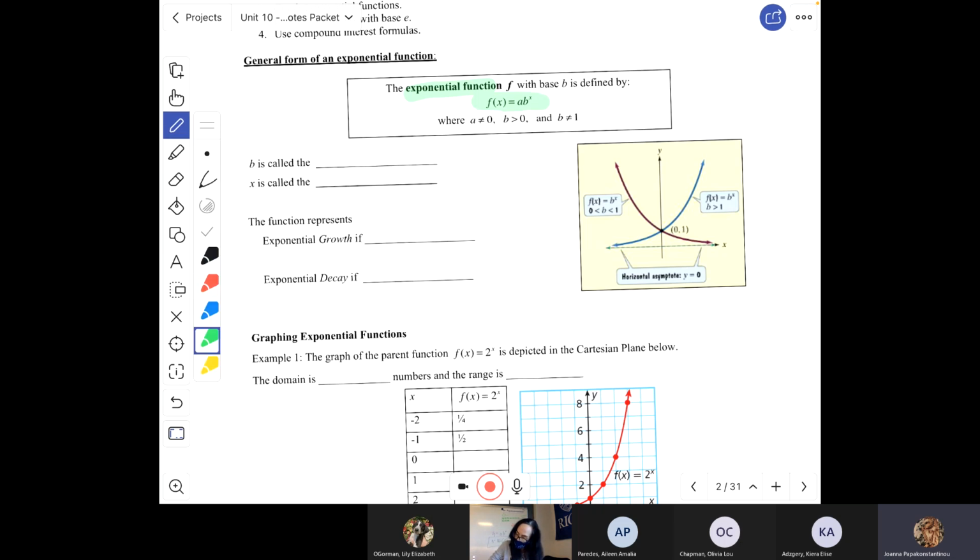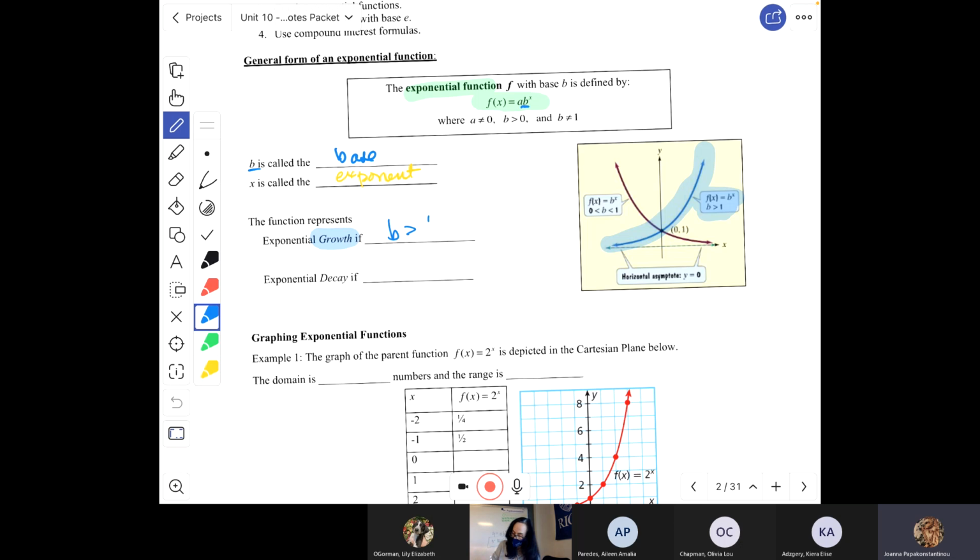So this B value here is the base. It's the base that we are raising the unknown x to, our input. So it is that B that tells us a lot about the nature of the function. X, well, that's just your exponent, right? Now, depending on that value of B, I may have exponential growth. When do I have exponential growth? I have exponential growth when that B value is greater than 1.